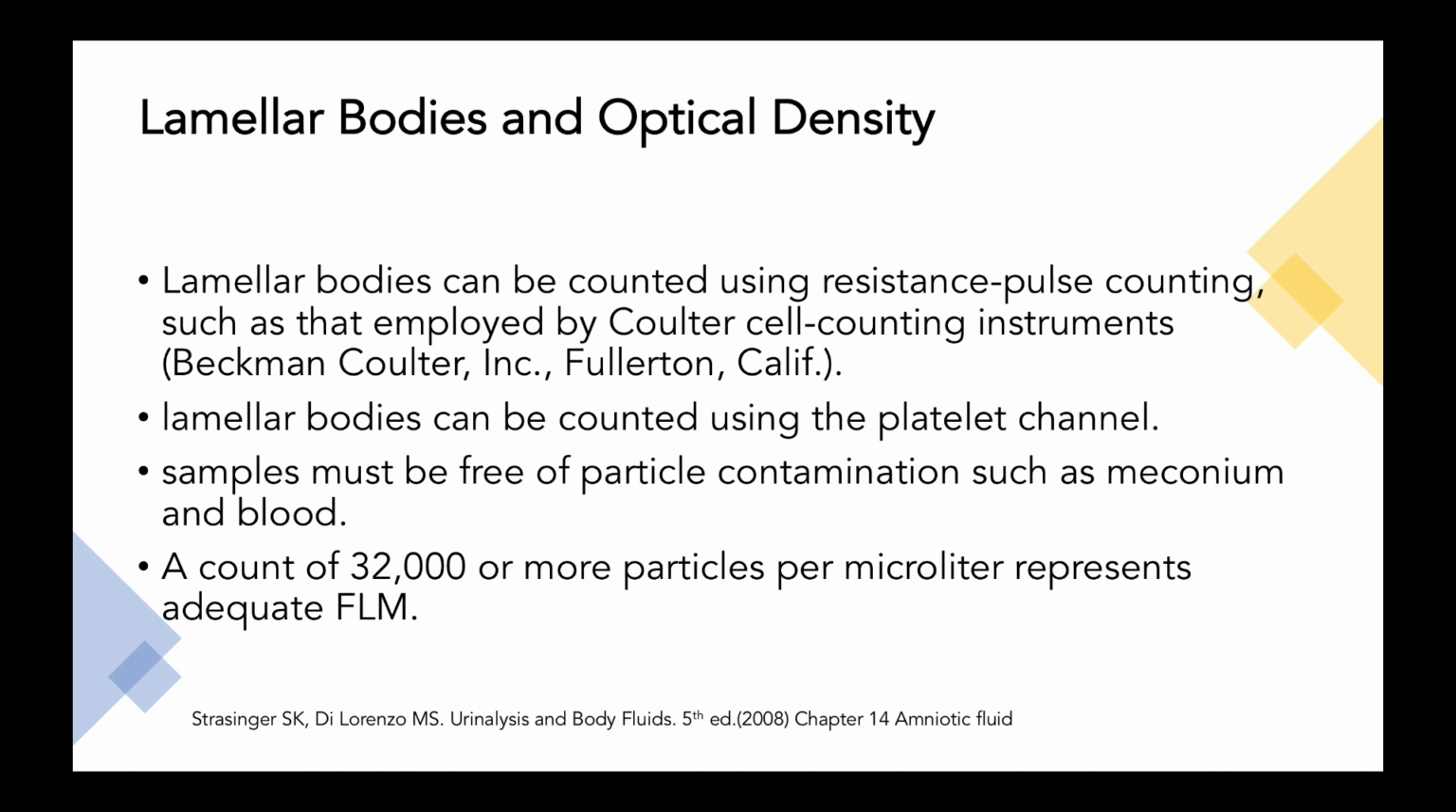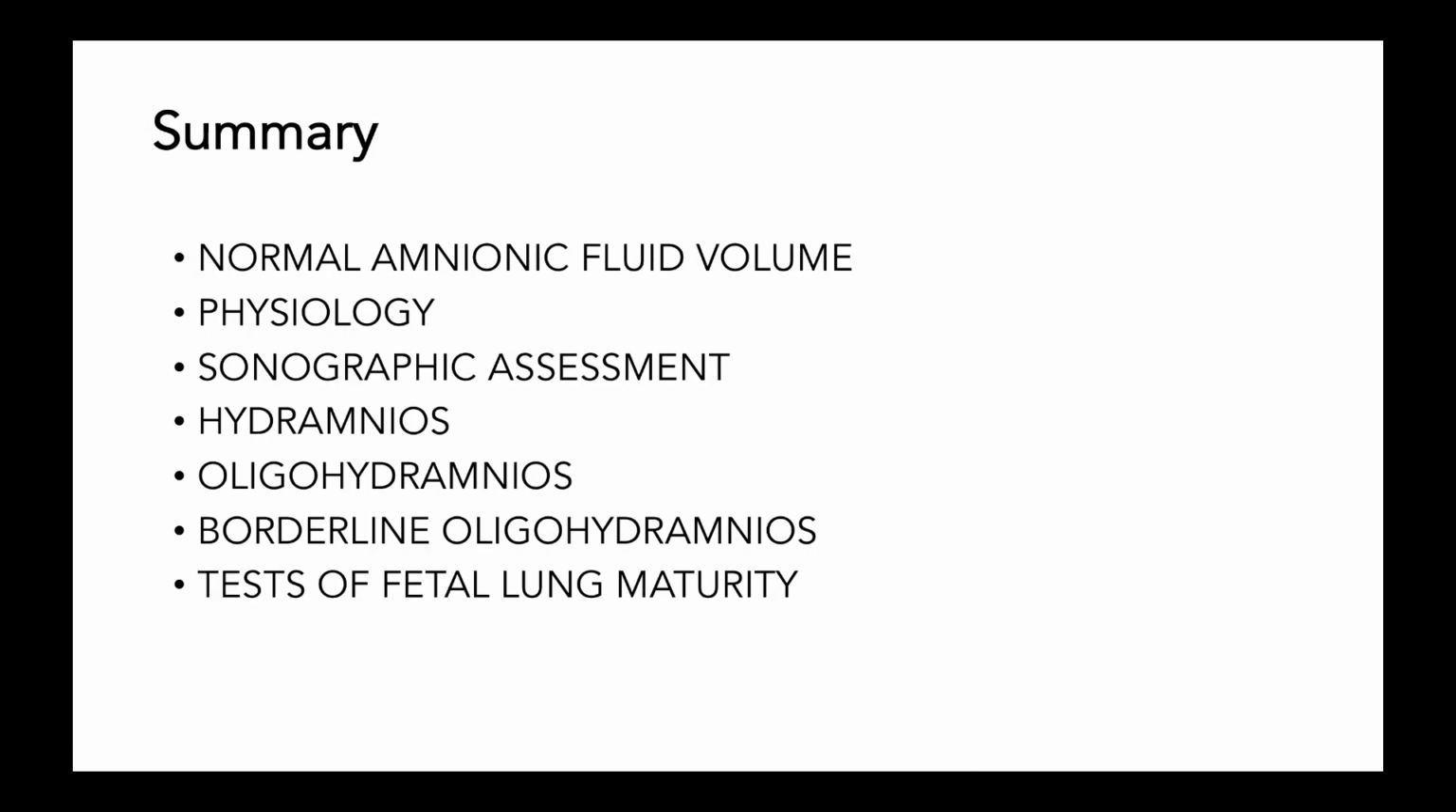Lamellar bodies can be counted using resistance pulse counting, such as that employed by Coulter's cell counting instruments, and lamellar bodies can be counted using the platelet channel. Samples must be free of particle contamination like meconium and blood, and a count of 32,000 or more particles per microliter represents adequate fetal lung maturity. Now, that's it for my lecture.